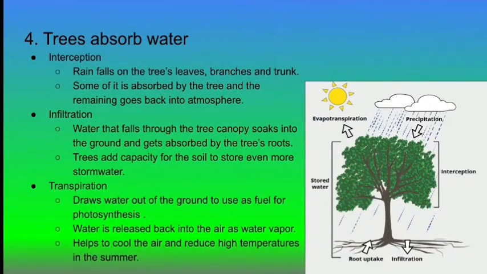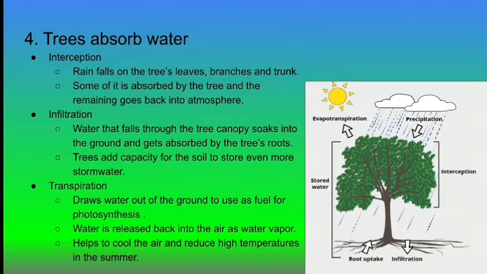4. Trees absorb water. There are three stages in how trees absorb water, which are interception, infiltration, and transpiration. In interception, rain falls on the tree's leaves, branches, and trunk. Some of it is absorbed by the tree, and the remaining water goes back into the atmosphere.